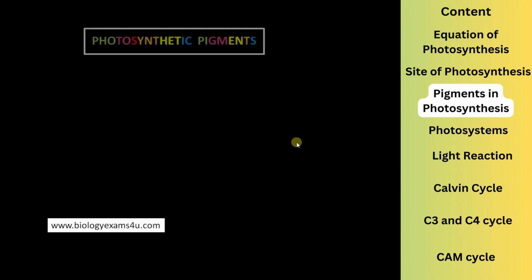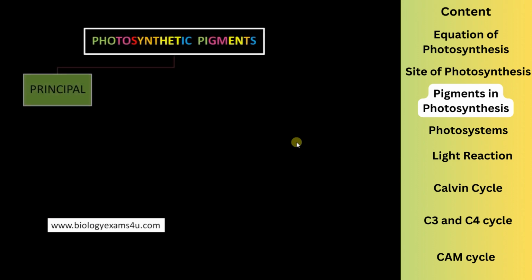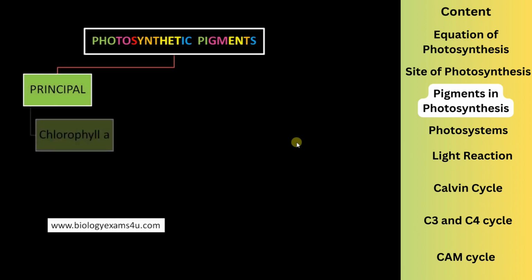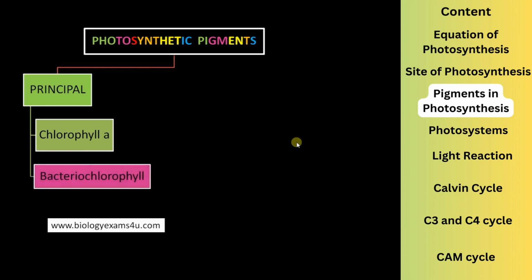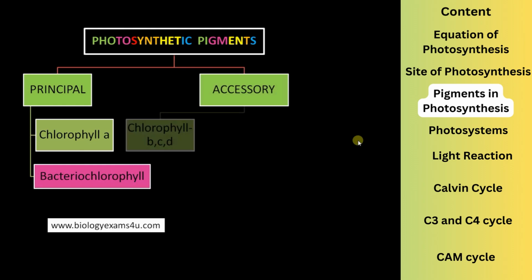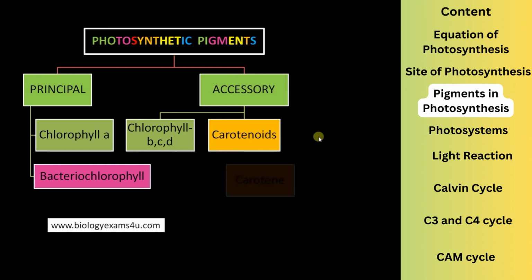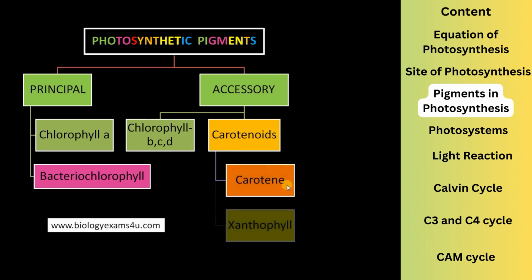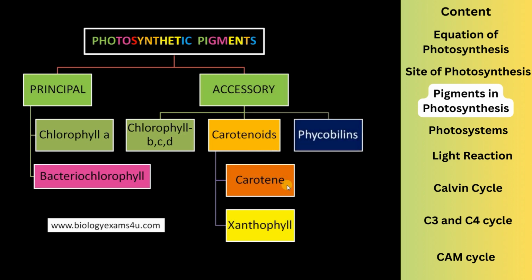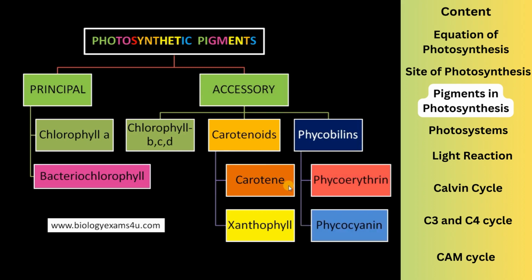Now moving into the details of different types of photosynthetic pigments. There are principal pigments which include chlorophyll A that is present in all plants and also bacteriochlorophyll that is present in bacteria. Accessory pigments include chlorophyll B, C, D, etc. Carotenoids, which are somewhat yellow or orange red in color, include carotene and xanthophyll. Then phycobilins, the third class, include phycoerythrin and phycocyanin. Moving into the detail of each pigment.